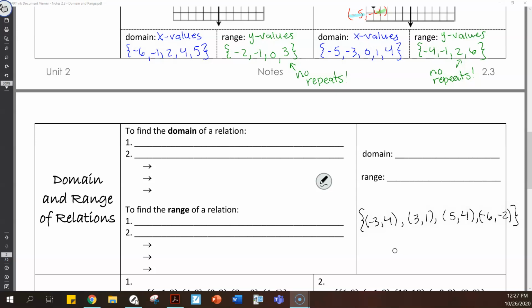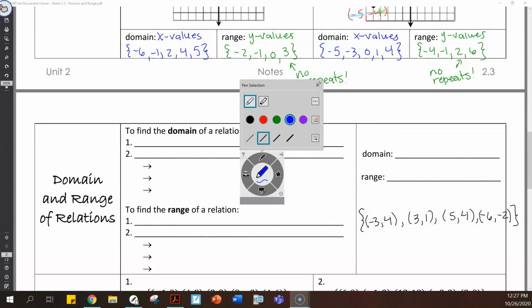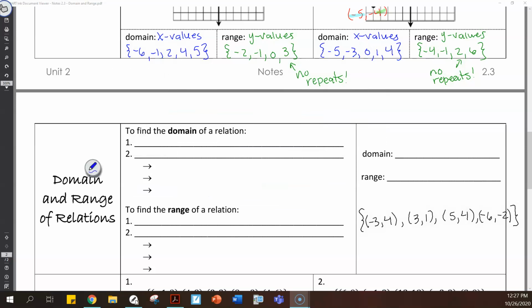So full disclosure, I did forget to put a relation here, so I just made one up. But we're going to go ahead and take a look at the domain first. So in the domain of a relation, just like before, the first thing I want to do is identify the input values or the x values.